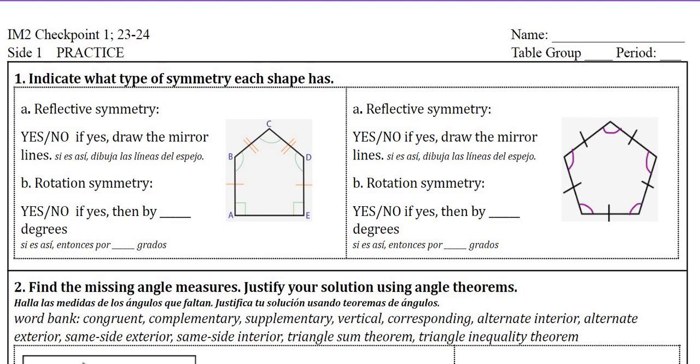Number 1, indicate what kind of symmetry each shape has. A, reflective symmetry? Yes or no? If yes, draw the mirror lines. Okie dokie.